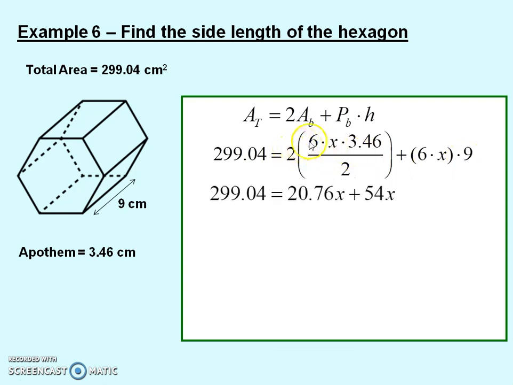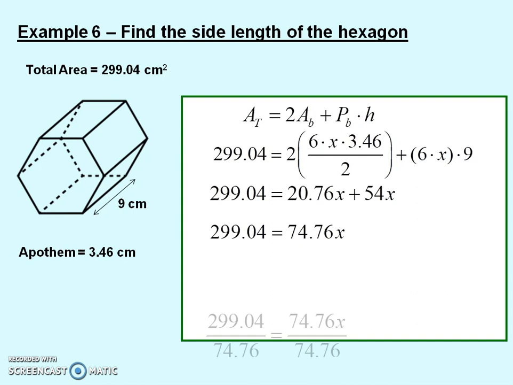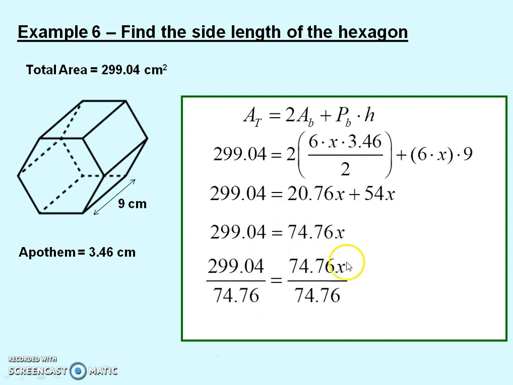If I multiply this through, 6 times 3.46 divided by 2 times 2, the 2's cancel. It works out to be 20.76x. And for this one I can multiply the 6 times 9, that's 54x. These are like terms, they both have x's, so I can add them together. And then divide both sides by 74.76. It turns out that x is 4 centimeters. That is the side length.